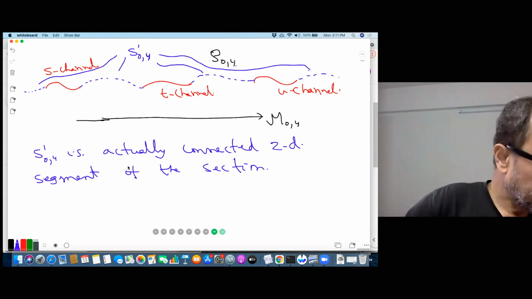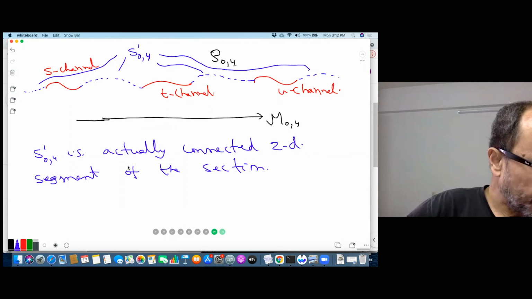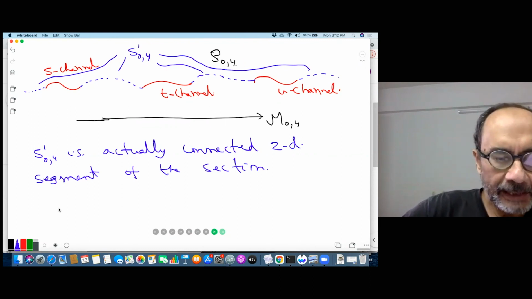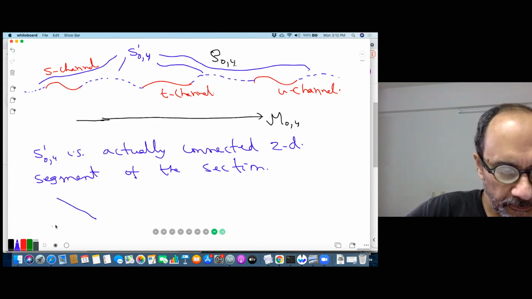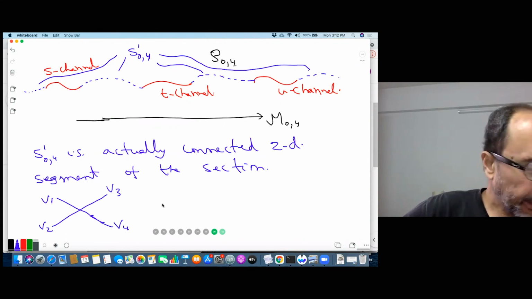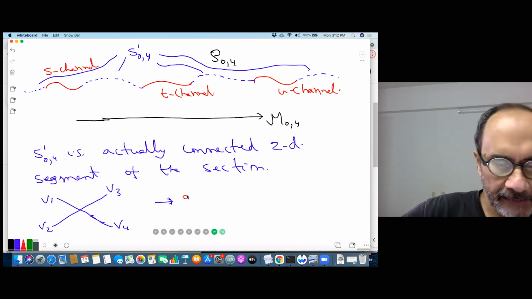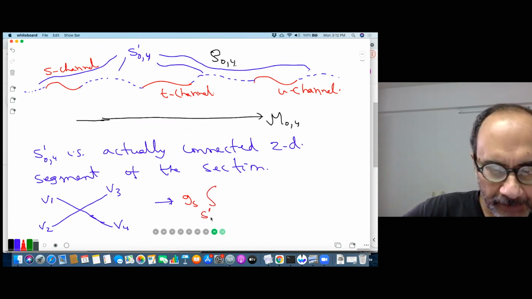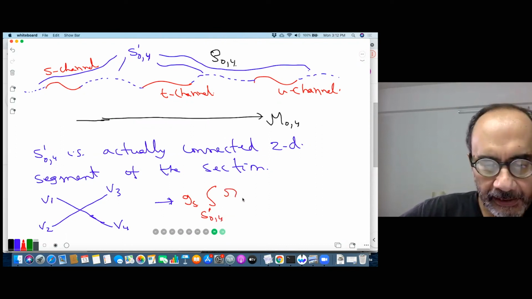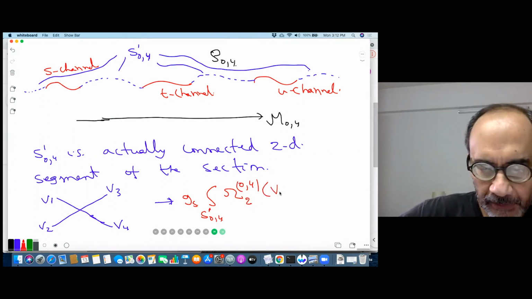So what's the interpretation of this? The interpretation of this S prime is that it is representing a contact diagram with V1, V2, V3, V4. And the expression for this, all of which I'm reading out from the general amplitude formula that I wrote down, is we have a GS factor, integral over S prime 04 of Omega 04. This is a 2-dimensional section, so this is a 2-form. We pick the 2-form with V1, V2, V3, V4.